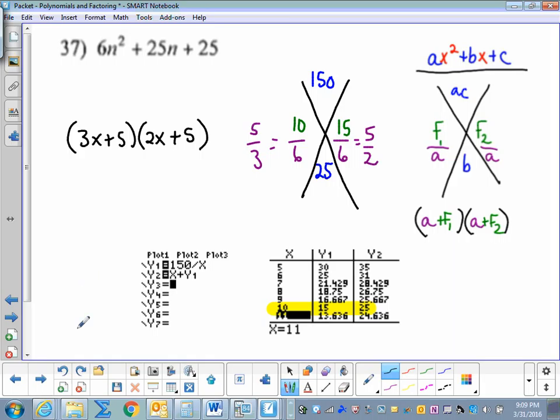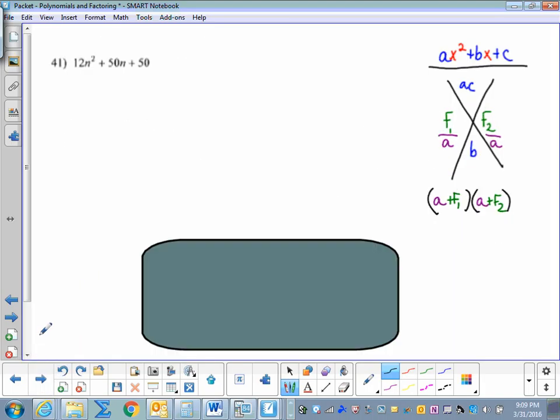Okay, let's add one more step. Anytime we're factoring, we should always look to see if we have a greatest common factor. And we should factor that out first to make this smaller, and then proceed. So here we have 12, 50, and 50, so I can factor out a 2. So 2 times 6n squared plus 25n plus 25.